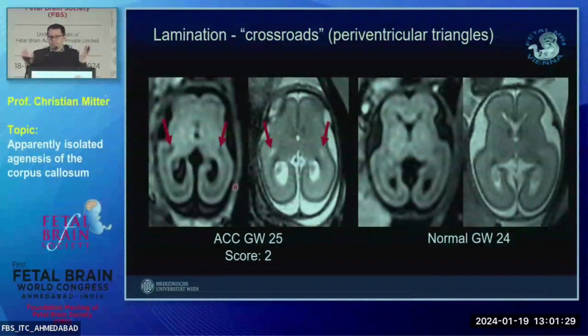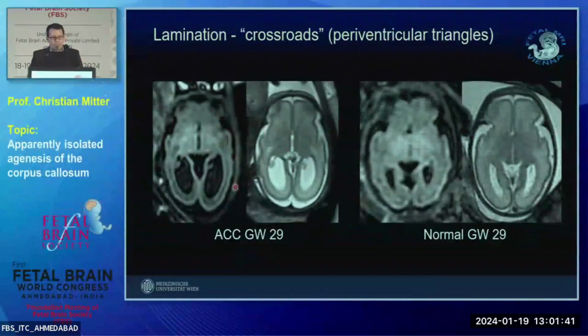We don't really know yet what the neuropathological basis for this abnormal signal is, but we also see it in various brain malformations. Here, the same fetus 4 weeks later. Here again, hyperintense crossroads on T2, with the suppression.